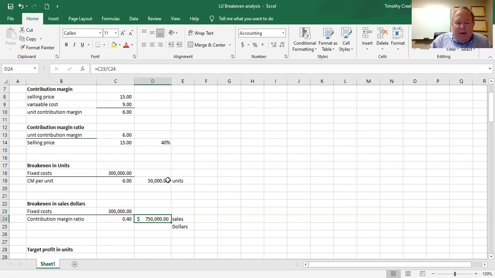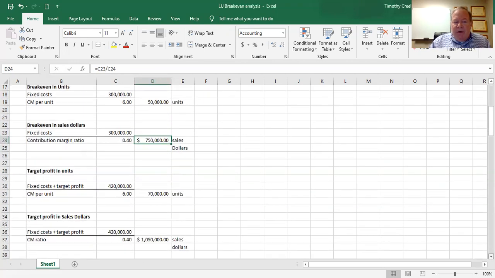Now, another way you could do this is if you've got the units, you could simply take the units times the selling price, and that should also give you the 750,000. So there's a couple of different ways to do it based on if you've already got the units or if you don't.